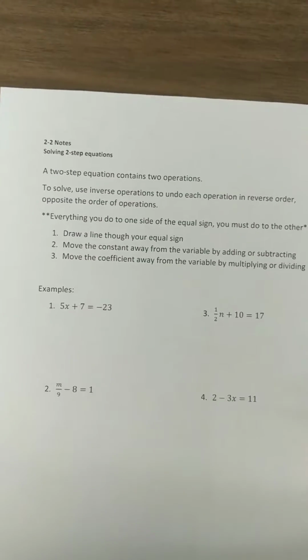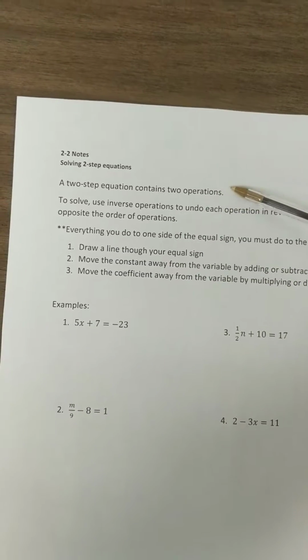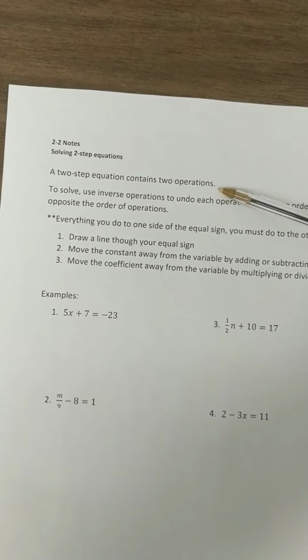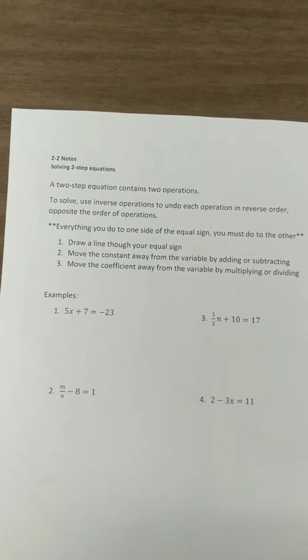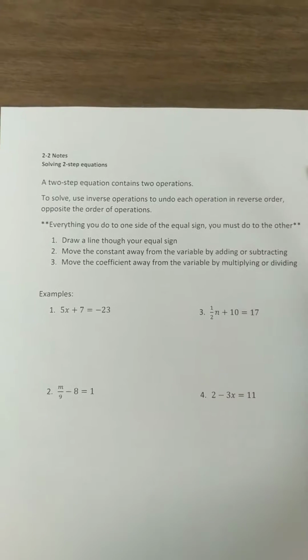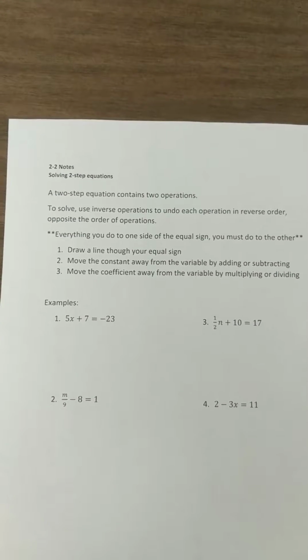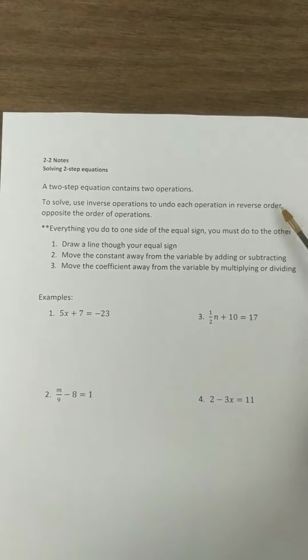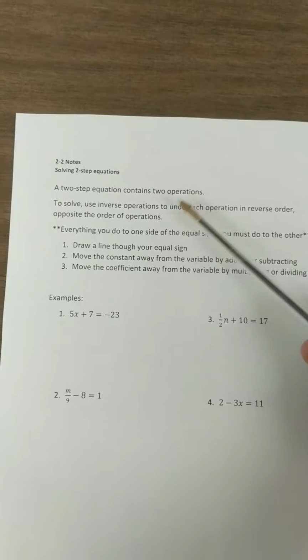All right, we're going to work on solving two-step equations. A two-step equation is called two-step because it has two operations that we're going to undo. We're going to solve these similar to the one-step equations you did, where you will use the inverse operations to undo each operation we have. The only difference is you'll do two things now instead of just one. And you're going to do them in reverse order, so that's the opposite order of the order of operations.